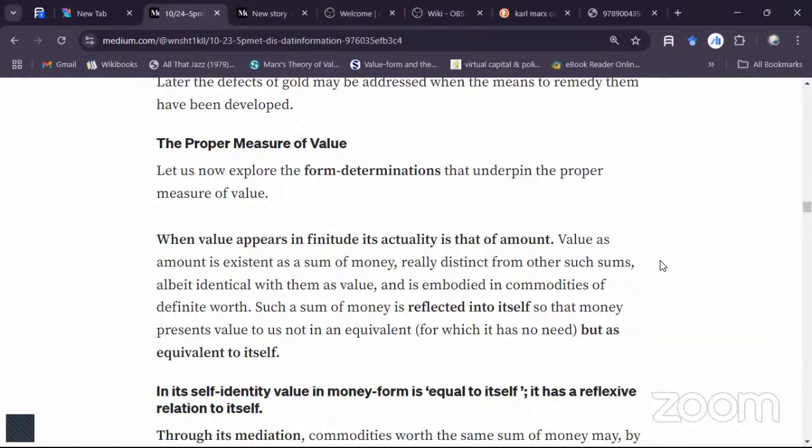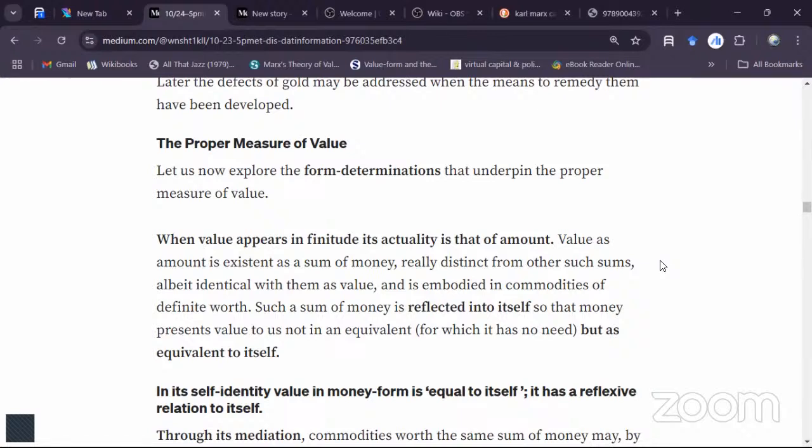When value appears in finitude, its actuality is that of amount, numbers, right? It used to be weight. Remember with gold, you're weighing the gold coins and they should weigh enough, but then there were people running around recasting and re-minting coins that weren't pure gold. And so they were skimming the difference, right? No one cares, but we saw that little video where that was actually happening.